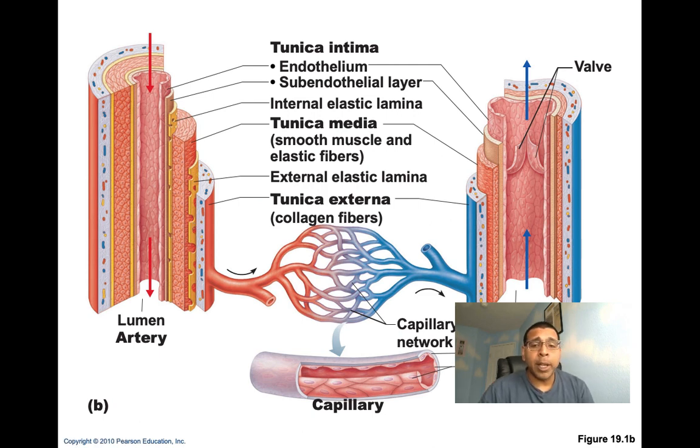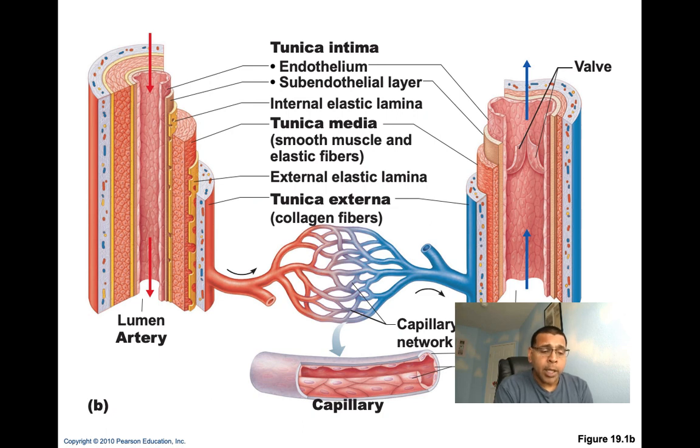Next, then we have the tunica externa. The tunica externa is the outermost layer of a blood vessel. It is composed largely of loosely woven collagen fibers that protect, reinforce, and anchor it.